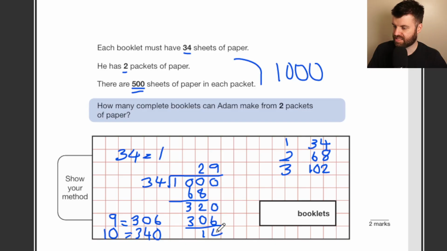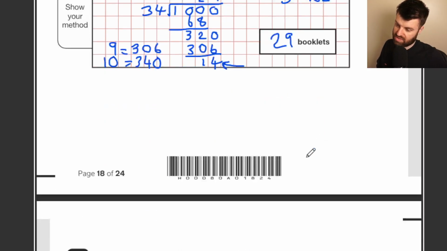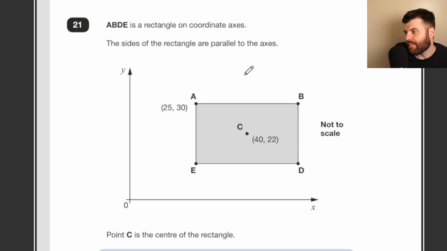there's going to be 14 bits of paper left over. That's not enough to make a whole booklet. So the answer to this question is 29, because that means I can make 29 whole booklets. There are 29 34s in 1,000 with 14 pieces of paper left over. That's not enough to make a booklet. You get 2 marks for answering that question.